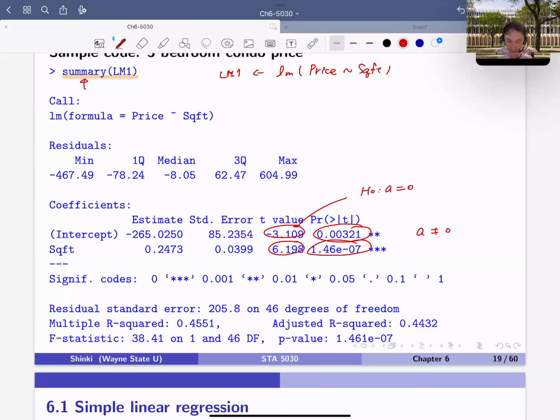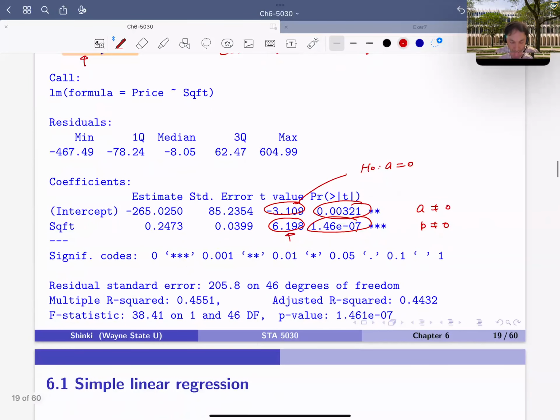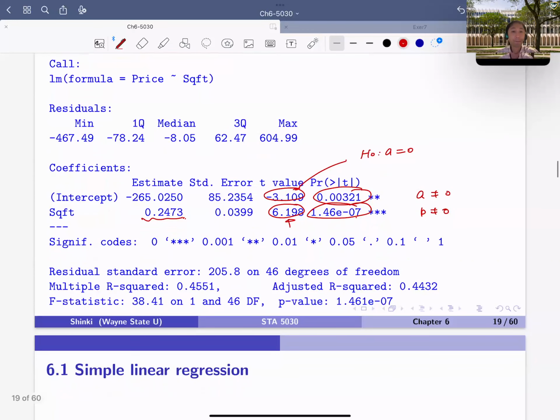How about b? b has the t value of 6.2 and p value of less than 10 to the power negative 7. So we reject the hypothesis of b is equal to 0. So we have a positive slope. This means that with one more square footage, the price is actually $0.2473 higher. So for one more square footage, you have to pay $247 to buy the condominium.